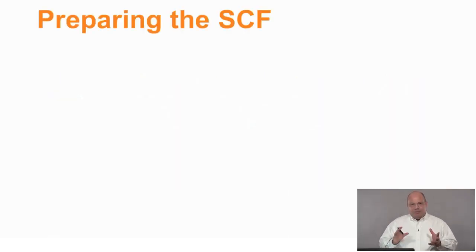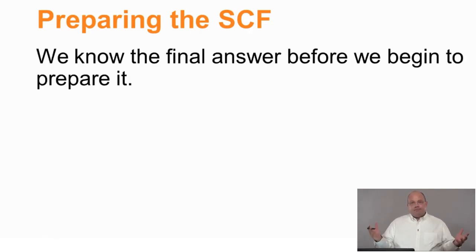When we're talking about preparing the statement of cash flows, we have some very good news as a starting point. And that good news is we know the answer before we begin. What we have in the statement of cash flows is three categories of activities. So we're going to come up with cash flows from operating activities, cash flows from investing activities, and cash flows from financing activities. And we know that the three of those added together needs to be equal to the change in cash on the balance sheet.